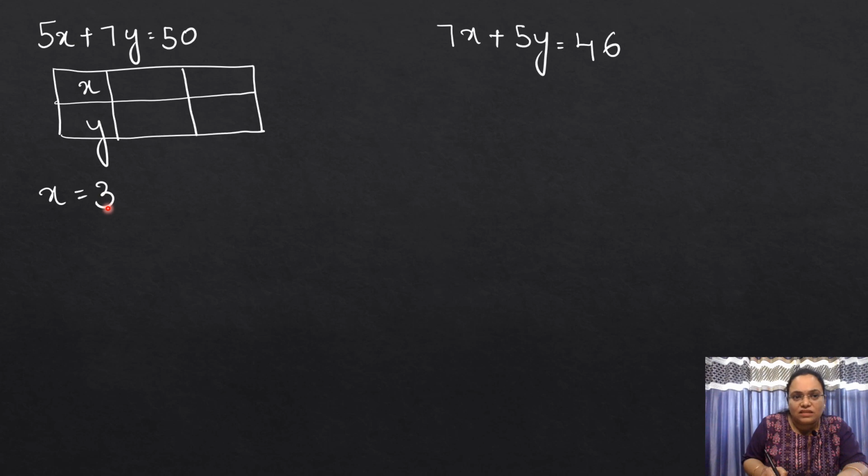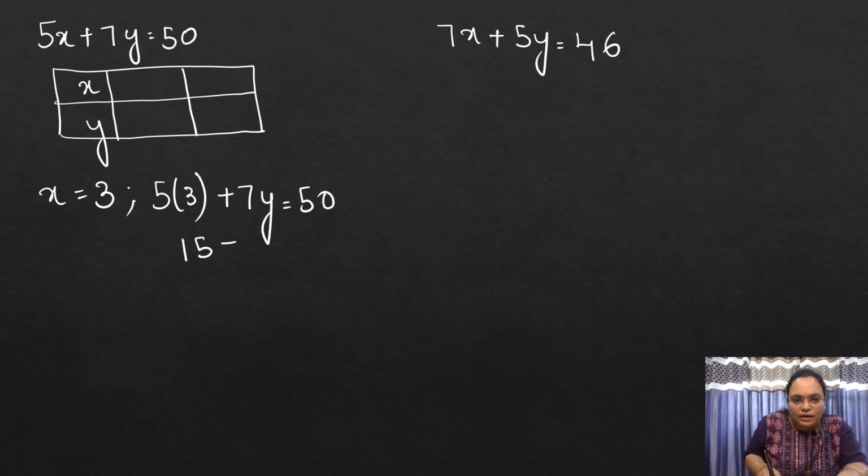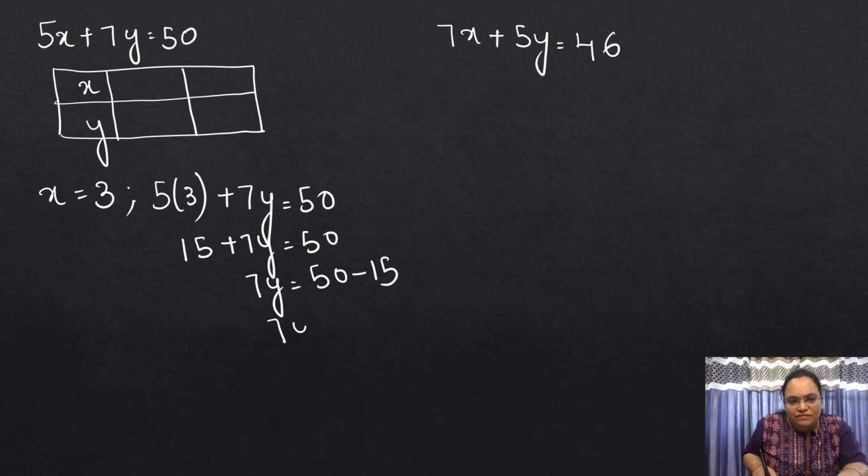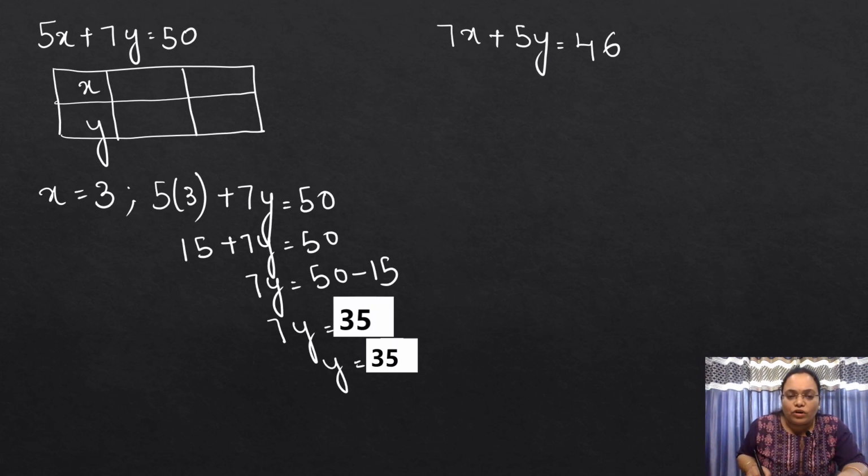If you take x equal to 3, 5 of 3 plus 7y is equal to 50. This is 15 plus 7y is equal to 50. 7y is equal to 50 minus 15. 7y is equal to 35. So y is equal to 35 divided by 7, which is 5. So when x is equal to 3, you will get y equal to 5.